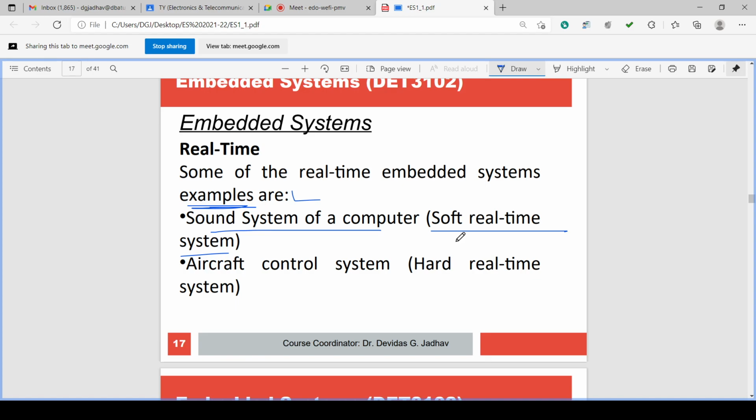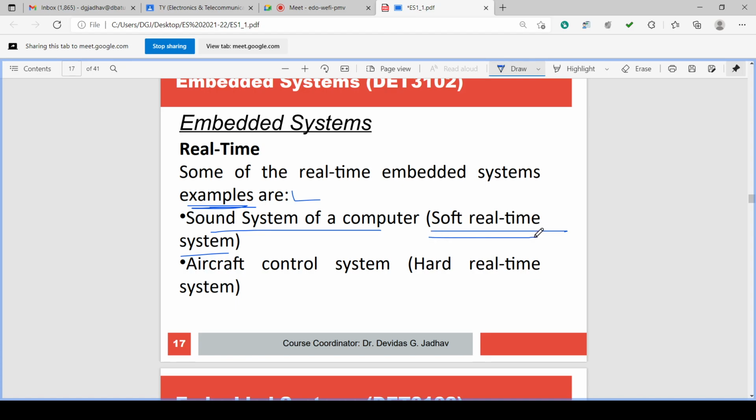Then after processing, filtering, and properly equalizing, that sound is given to the digital to analog converter, and the analog signal may be given to the speakers. Or the mic analog signal is given to the ADC, analog to digital converter, and then the digital signal is given to the processors for processing it, for filtering it, for equalizing it, for storing it. So this sound system of the computer is a soft real-time system.